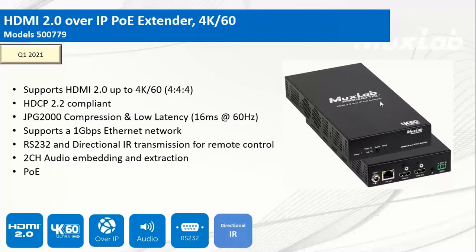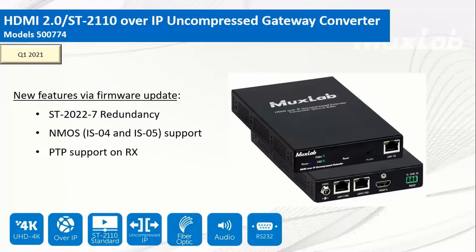So this will complete our over IP line. On the 1 gig side, we'll have models supporting 1080p, models supporting 4K 30, and models supporting 4K 60, such as this one, all on 1 gig networks. We do have some 4K 60 products today that run on a 10 gig network, but if you're looking for a 1 gig variant of that, this will be the product for you.